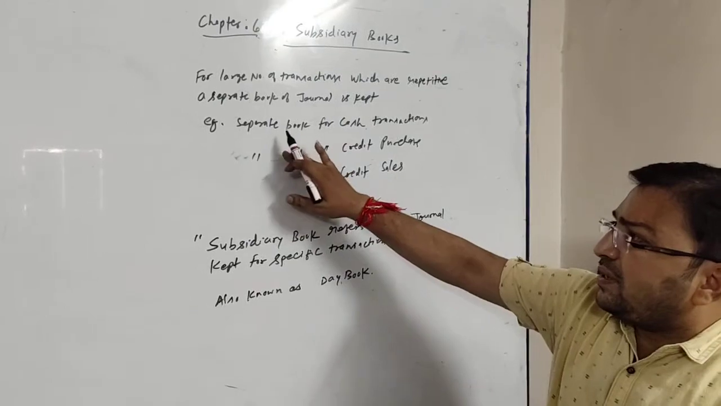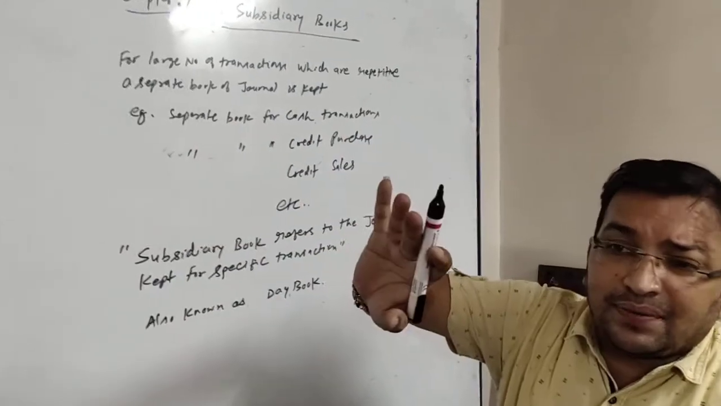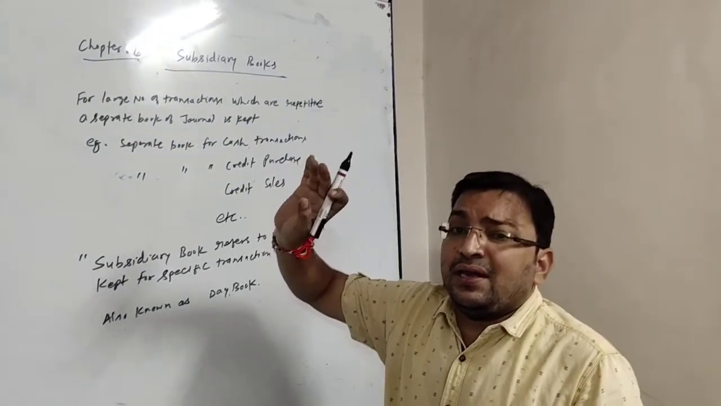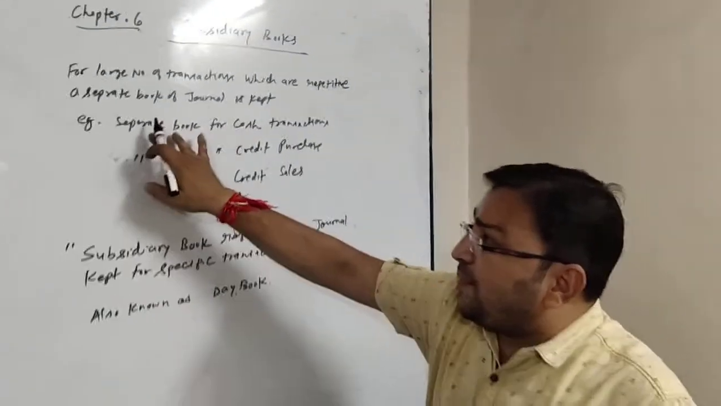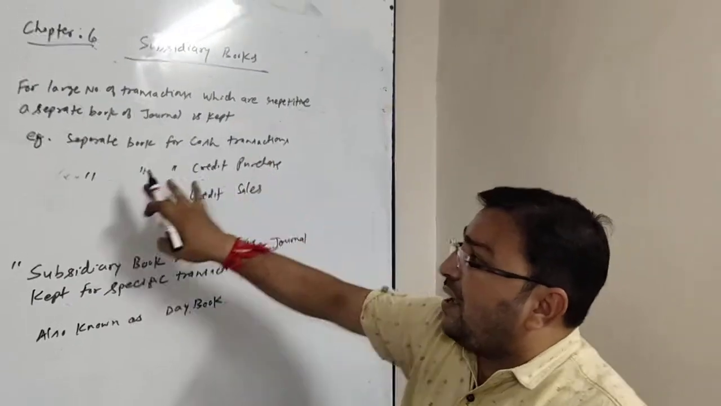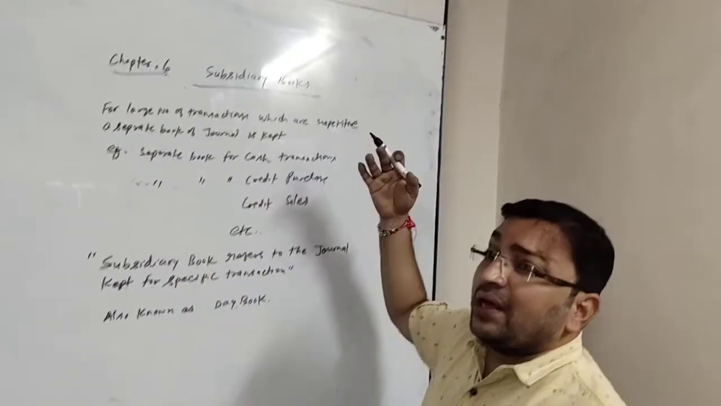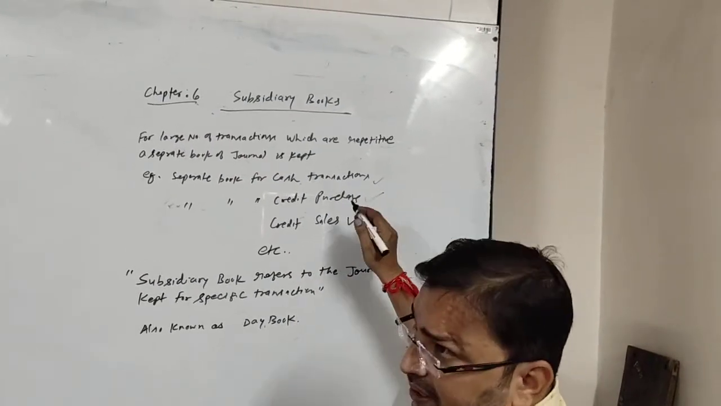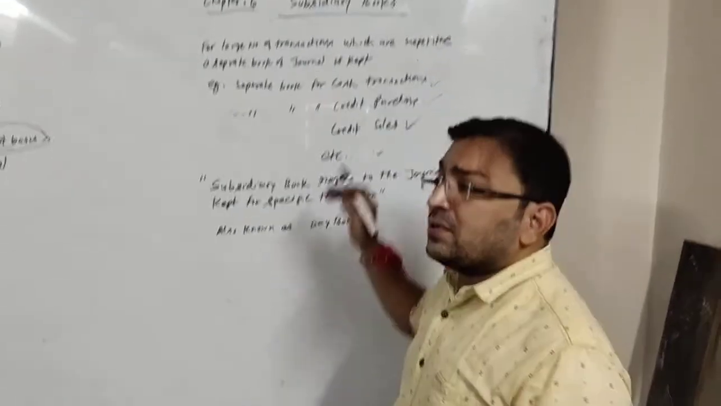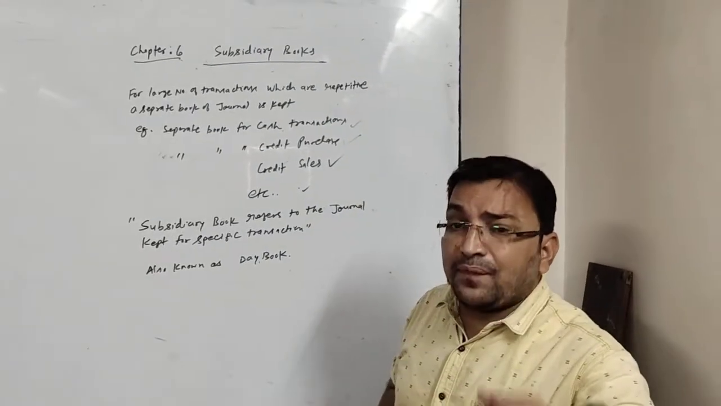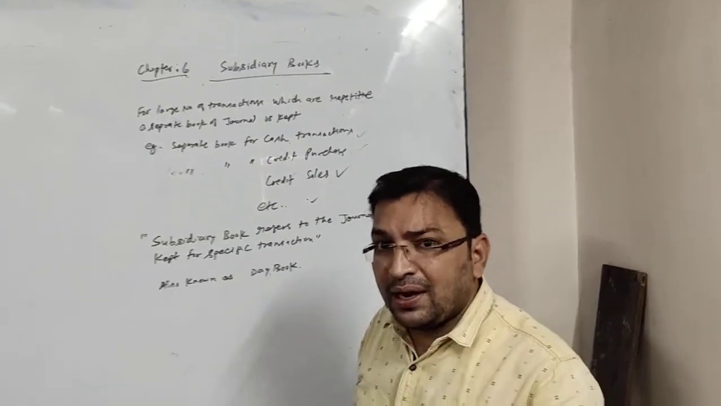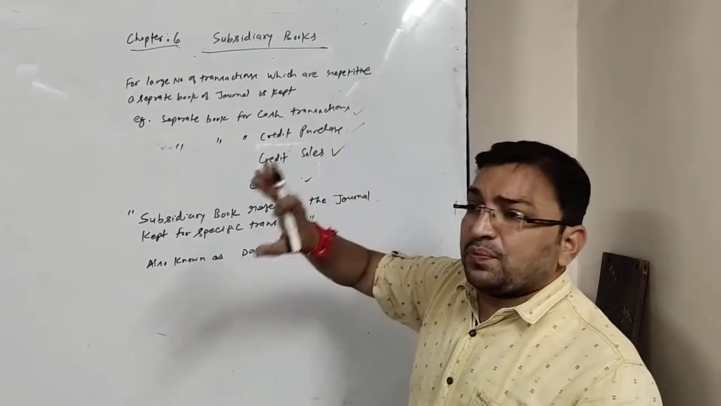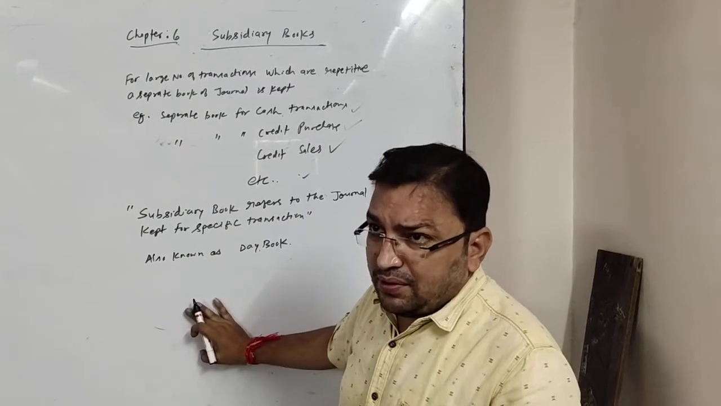Here are some examples. In subsidiary book, a separate book is kept for such transactions which are repetitive in nature. For example, a separate book will be kept for cash transactions, a separate book for credit purchase, a separate book for credit sales. So different, separate books we can keep for repetitive transactions of similar nature. Such books are known as subsidiary books.